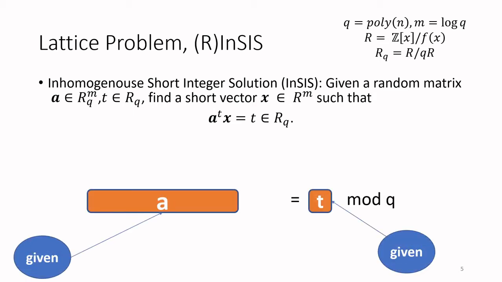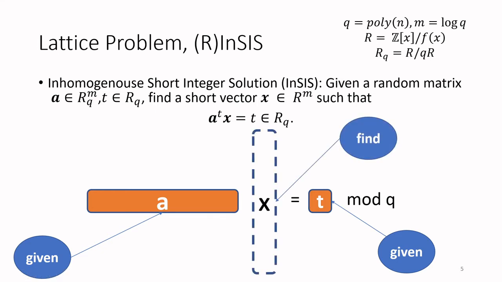Okay, so what does this look like? You're given this random matrix A, the structured matrix, or this vector of polynomials, it's equivalent. And then you're also given this target T mod Q, and you have to find a short vector that maps to this target.